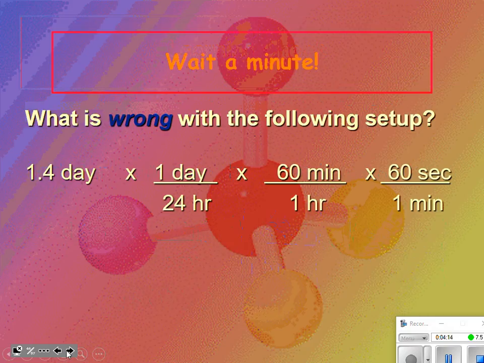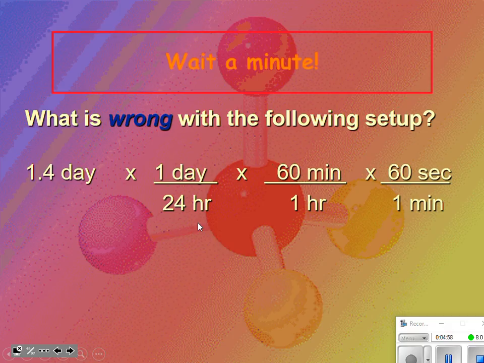Now, here's the final one. I want you to look at this, and I want you to tell me what's wrong here. Connor, what's wrong here? Second one should have 24 hours on the top and 1 day at the bottom. This one right here, 24 hours on the bottom, 1 day at the top. Do I get a cancellation here? No, I do not. So based on my factor label method, I've done something wrong because my labels do not cancel.